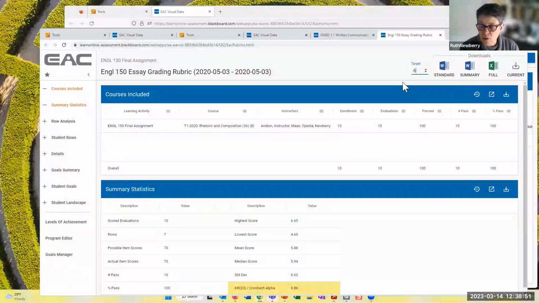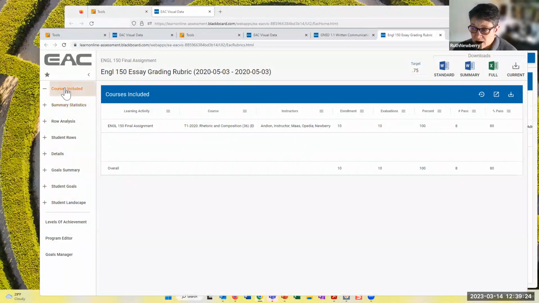Okay, so what we are doing is pulling information out and letting you look at it and manipulate some of it here, but we are not pushing it back to the Blackboard course, nor making any changes in that course. Now, from this, again, it's best if I set a target. So I'm going to just set it at a mid-C range, thinking about this as 0 to 1. Here are my courses. I just have the 1.